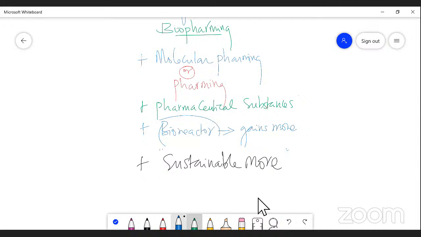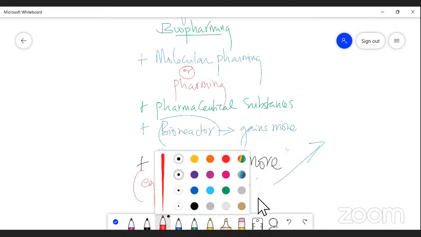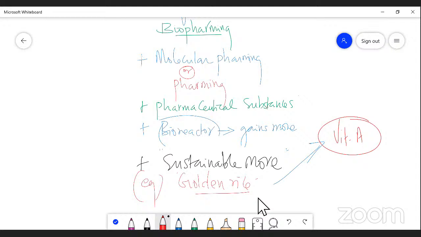Okay, I'm going to give an example for this. I'd like to give golden rice as an example of biofarming. This golden rice is a genetically modified organism in which the gene of vitamin A is inserted. I'm talking about golden rice. Dear students, the deficiency of vitamin A is fulfilled by the insertion of carotenoid. Actually, the gene of carotene is extracted from the daffodil plant and inserted into the paddy plant. So that's why this rice gets more vitamin A.